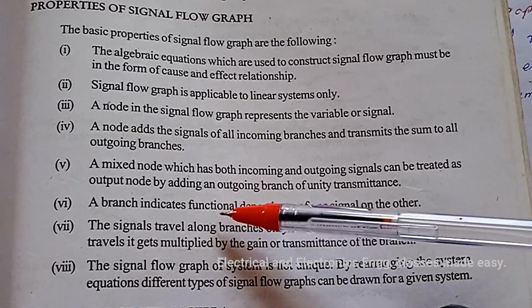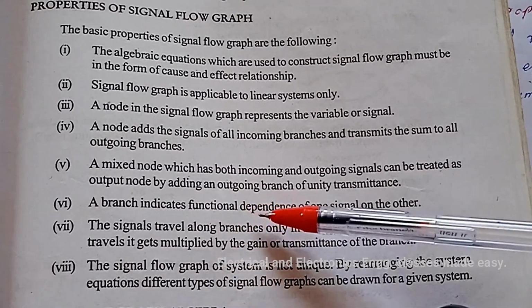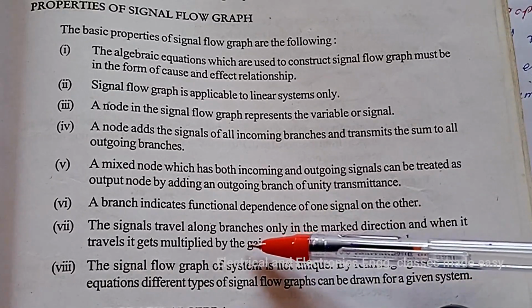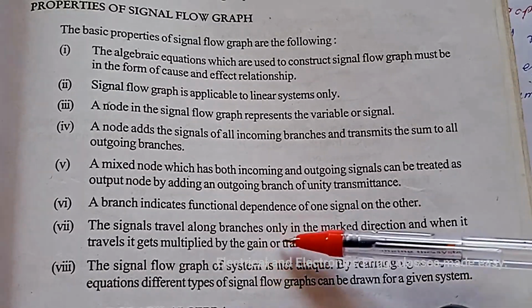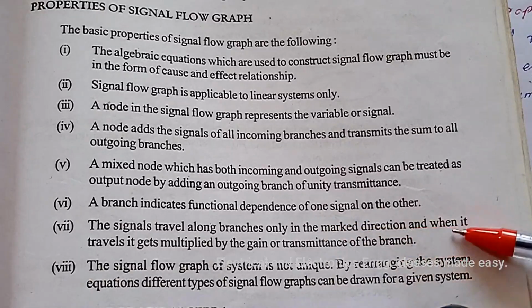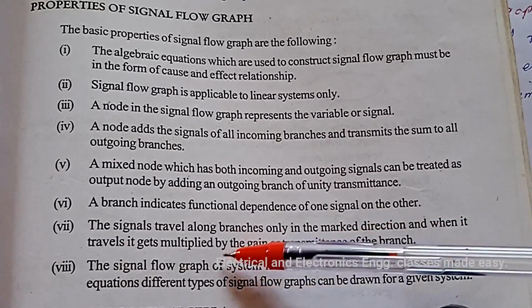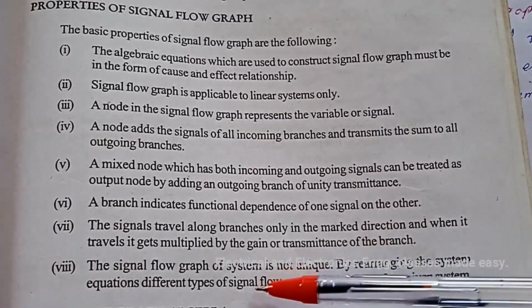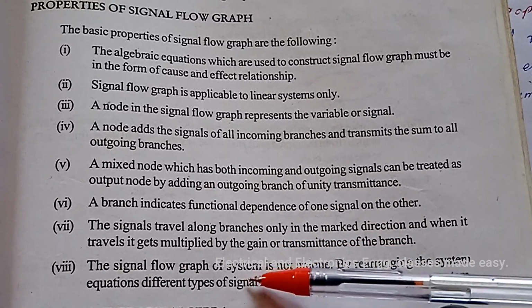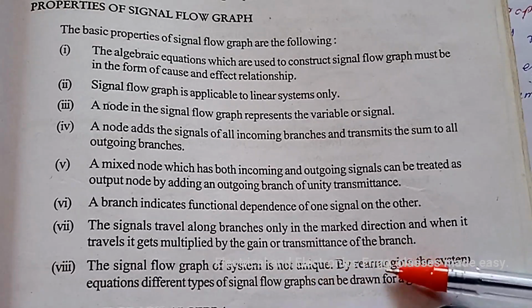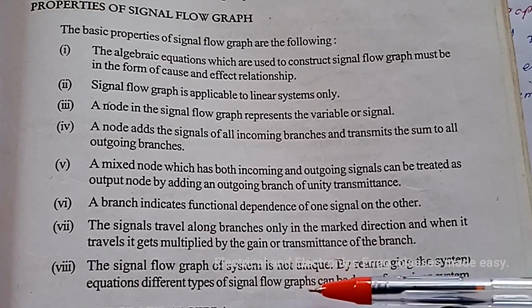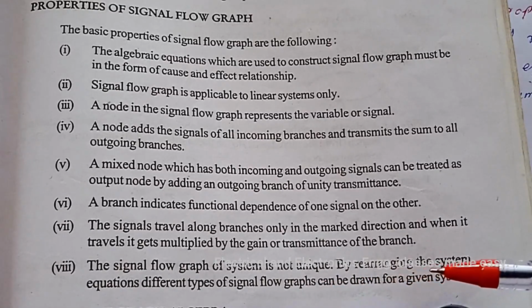Next, a branch indicates functional dependence of one signal on the other. Next, the signals travel along branches only in the marked direction, and when it travels, it gets multiplied by the gain or transmittance of the branch. The last one, the signal flow graph of a system is not unique. By rearranging the system equations, different types of signal flow graph can be drawn for a given system.